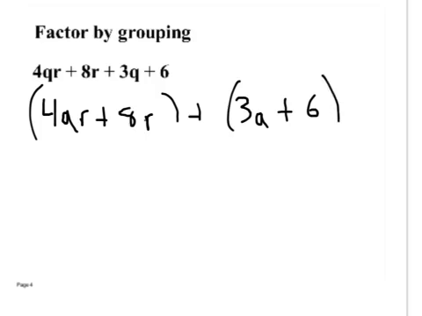Okay? What can I take out of 4qr and 8r? What's the greatest common factor here? 4r? Yeah. Okay. What is left? A q. Q plus what? What's 8r divided by 4r? How about 2? Okay. Because what's 2 times 4r?